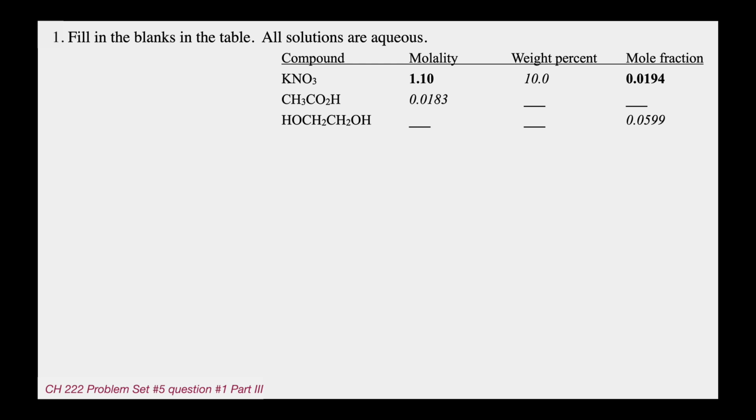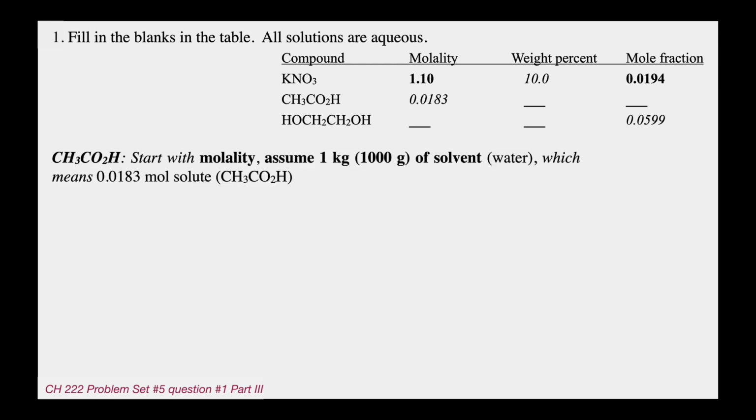CH3CO2H. That compound is acetic acid, aka ethanoic acid by its formal name. That's the active ingredient in vinegar, but that's not really important here. We're starting with 0.0183 molal of an acetic acid solution. And just like in the last problem, where we assumed that at 10 weight percent we had 100 grams and were able to find grams of solute and grams of solvent, for molality, we want to assume that we have exactly 1 kilogram of solvent. Our solvent here is water, so that means we have 1,000 grams of water.